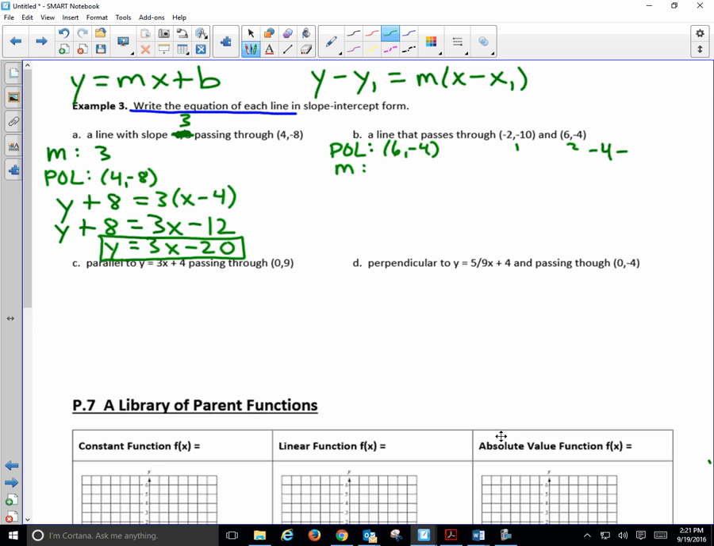-4 minus -10 divided by 6 minus -2. -4 minus -10, how do I do that? Add the opposite. What's -4 plus 10? 6 over 8. Can I reduce 6 over 8 to what? 3 over 4.